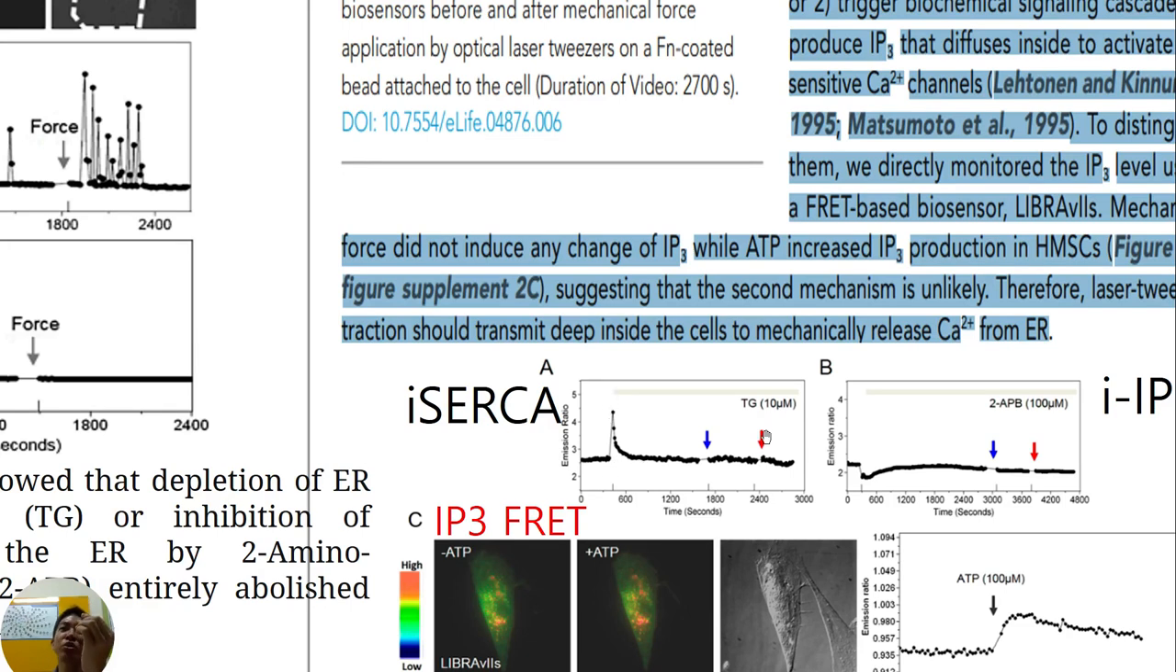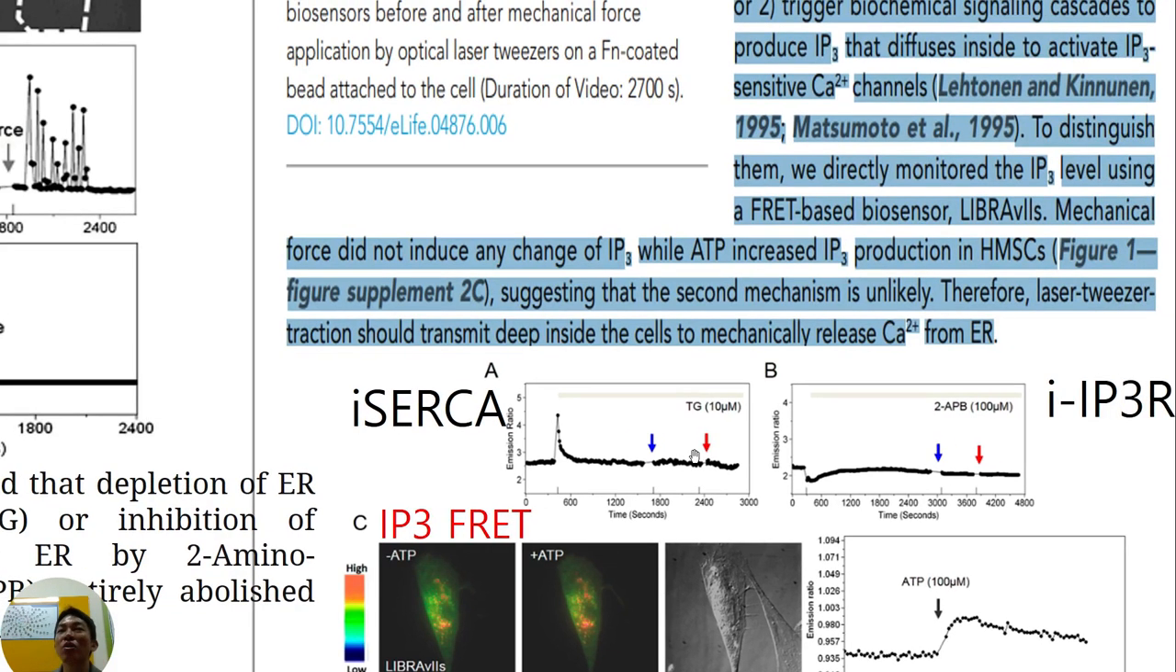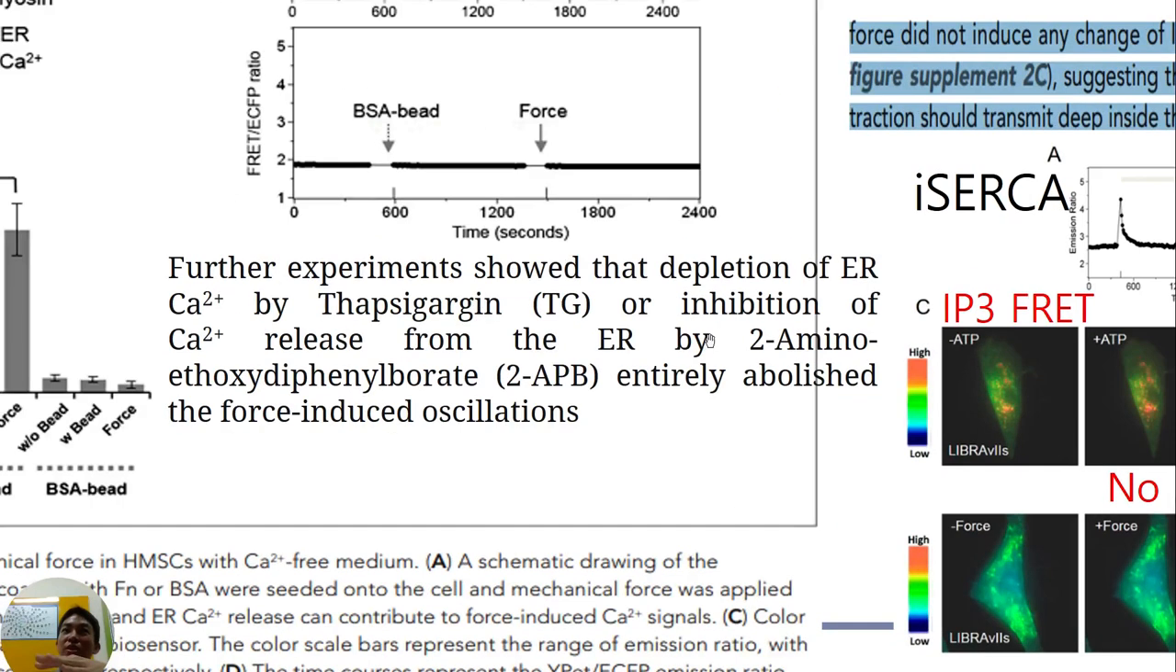Initially, as I told you, SERCA inhibition initially makes the cytosol level of calcium suddenly enhanced because there is no saving into the ER. But over time, this initial peak disappeared, and then there's no calcium oscillation. So they block the ER saving or the ER calcium releasing channel, and nothing happened under force, which means that ER calcium is involved in inducing calcium release from the ER under calcium-free media. So here they said that depletion of ER calcium by thapsigargin or 2APB entirely abolished the force-induced oscillation, which confirmed the ER-induced calcium oscillation, right?